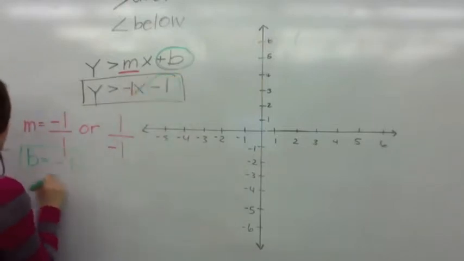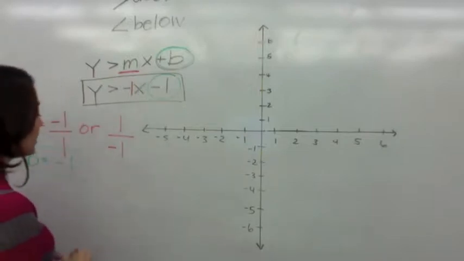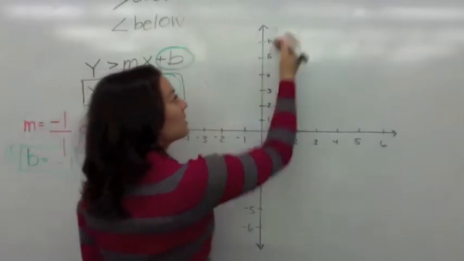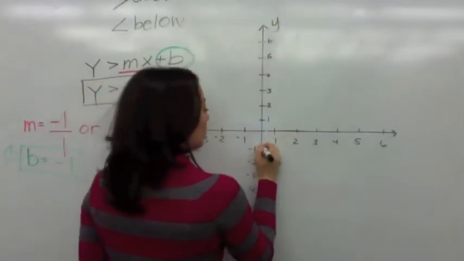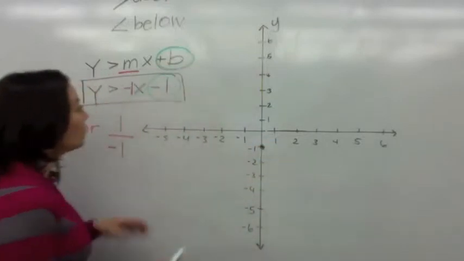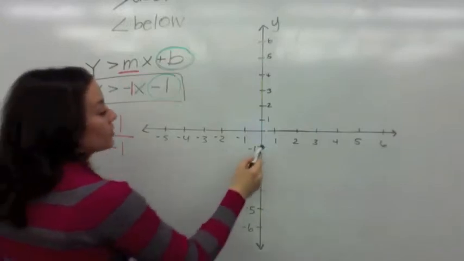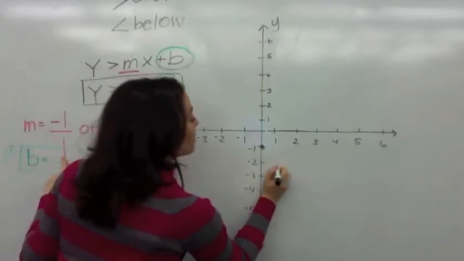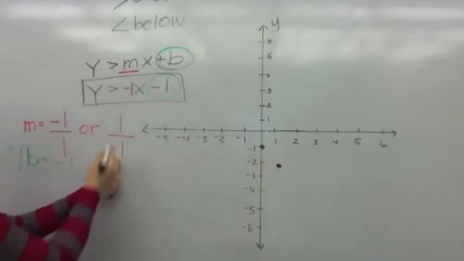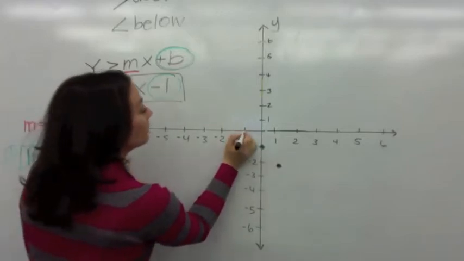So you're going to start with the y-intercept when you go to graph this linear inequality. You're going to start at the y-axis, and you're going to put a big dot on negative 1. From this point, we're going to take a look at the slope. Why don't we go down 1 and over 1 to the right first? Then let's use the other slope, up 1 and to the left 1.